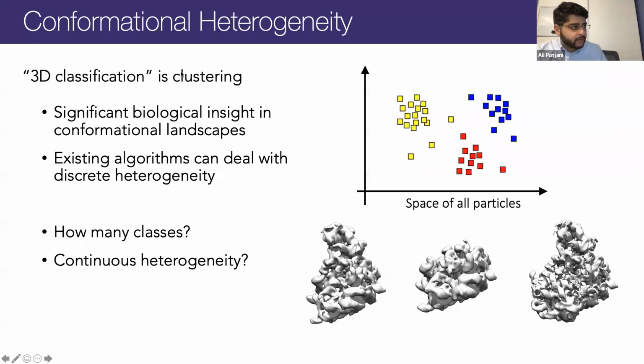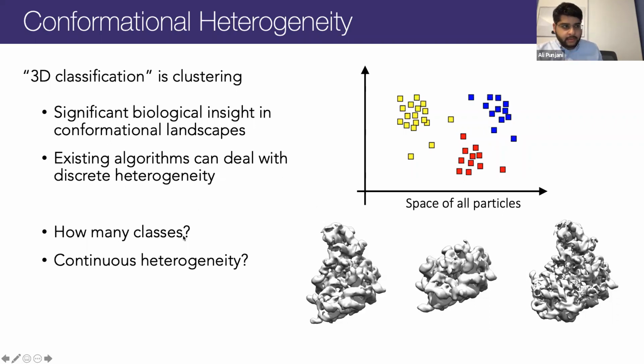The existing algorithms that exist today, 3D classification or heterogeneous refinement being a good example, can already resolve significant biological insight due to the fact that many particles do have discrete heterogeneity. But there are some questions that arise. Discrete heterogeneity, like I said, corresponds to clustering, finding bunches of particles that are all the same in terms of the conformation they represent and separating them. That's clustering. But there are some questions that arise.